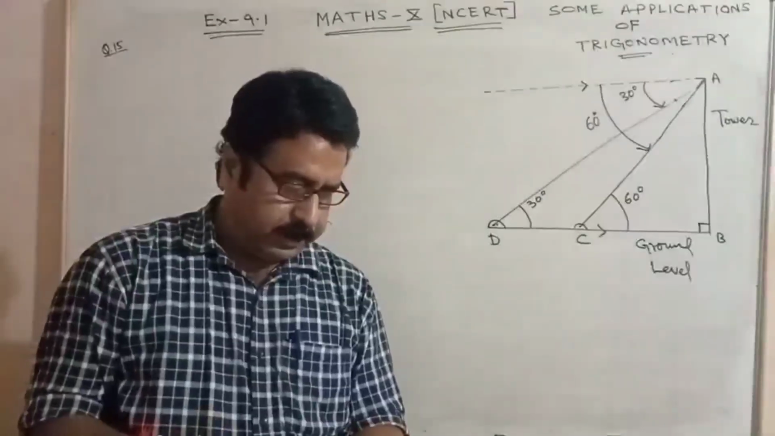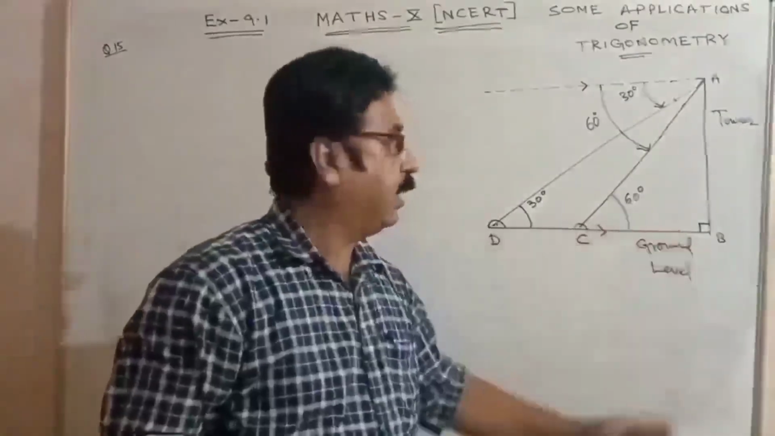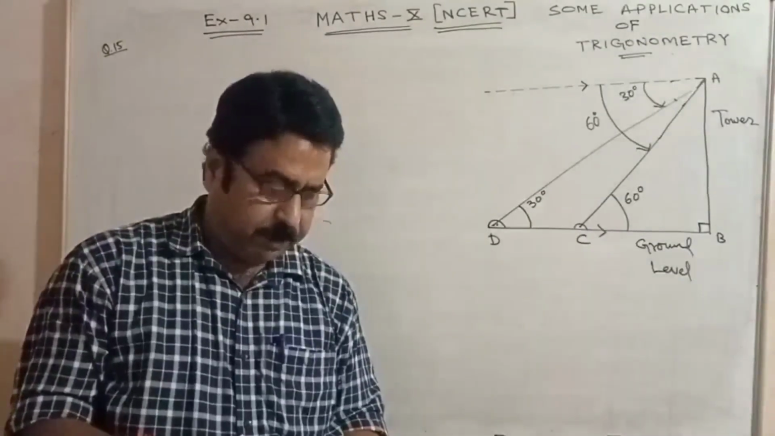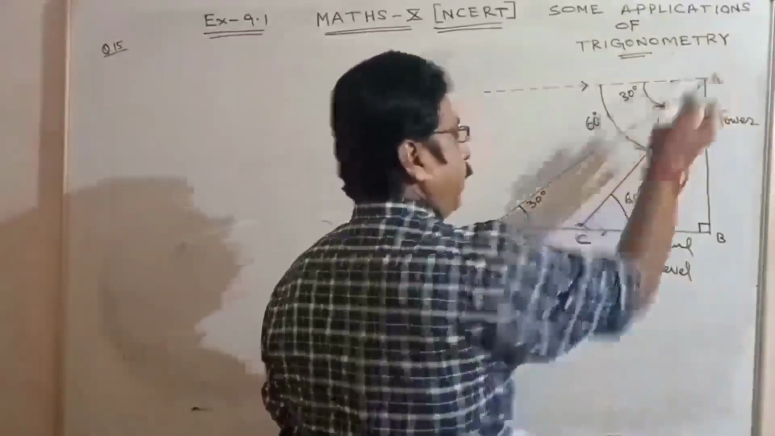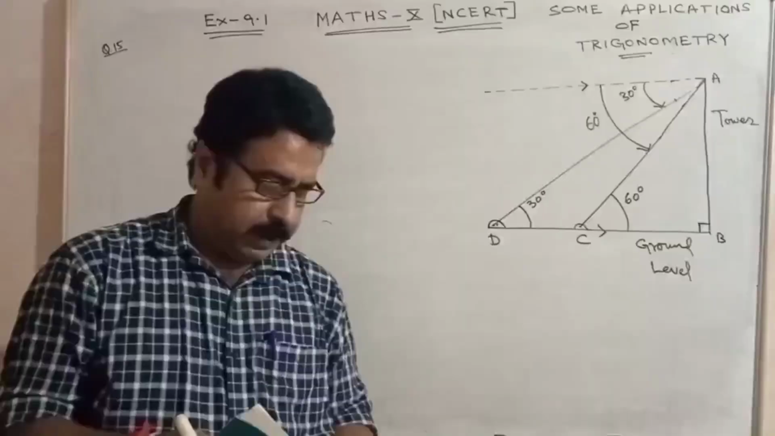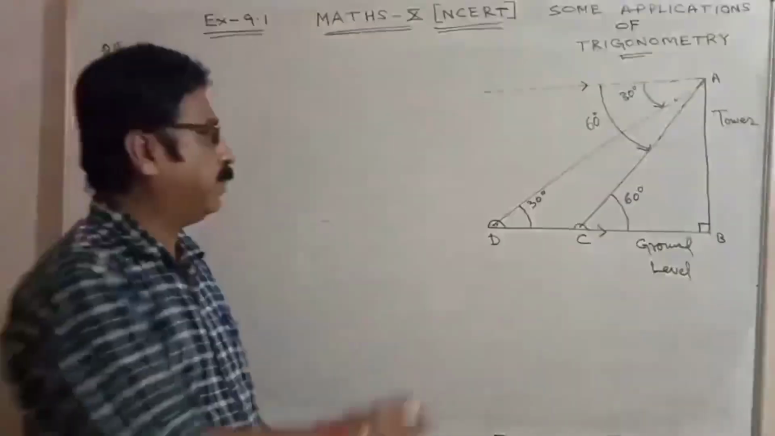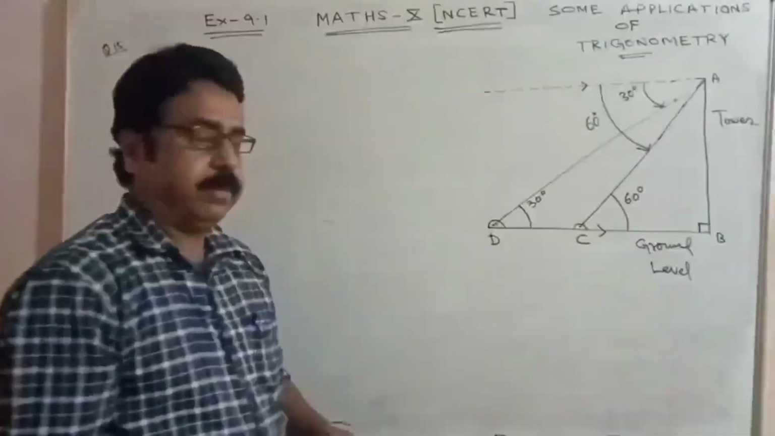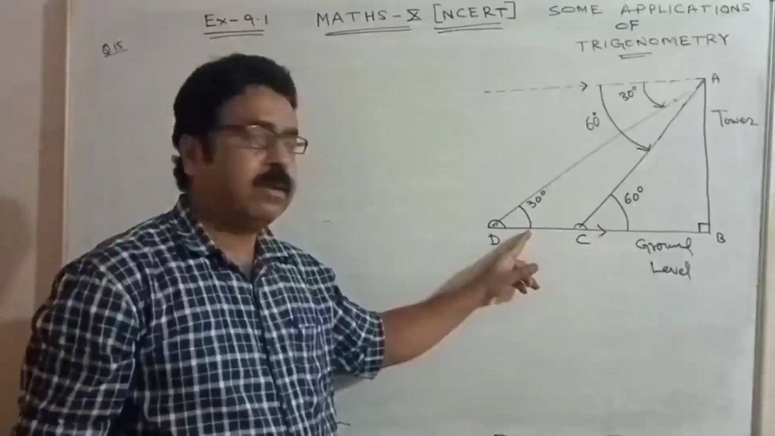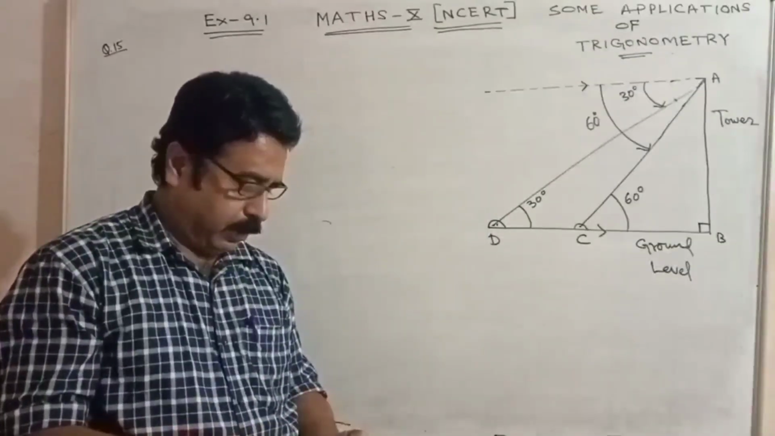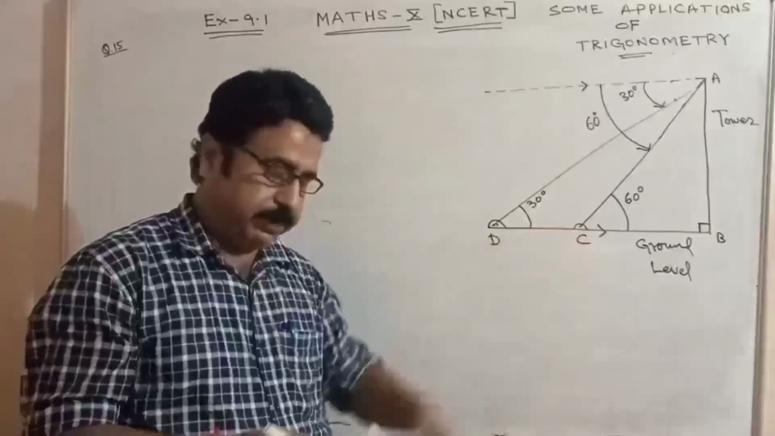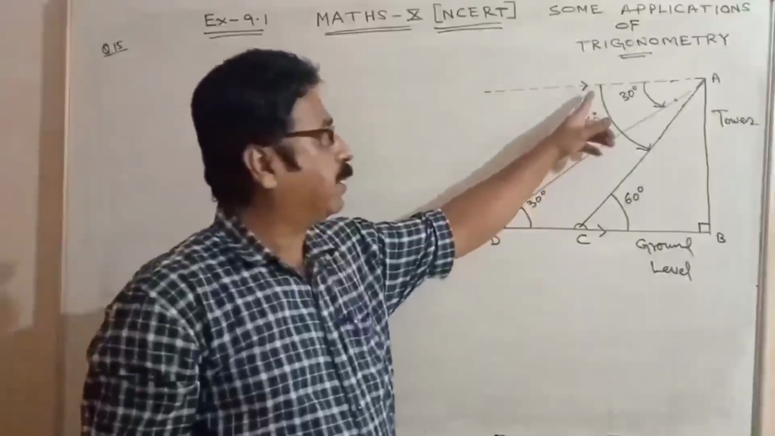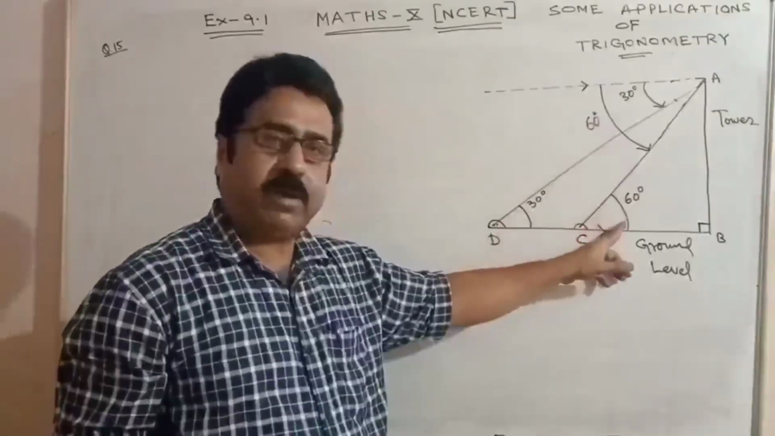Check once again. A straight highway leads to a tower. A man standing at the top of the tower. From this top of the tower, point A, the angle of depression of a car is 30 degree. Suppose this is the car, angle of depression is 30 degree. And this 30 degree is equal to this angle because they are alternate angles. Now the car is approaching towards the tower. After some time, suppose the car reached point C, and then the angle of depression is 60 degree. This is 60, this also will be 60 degree.